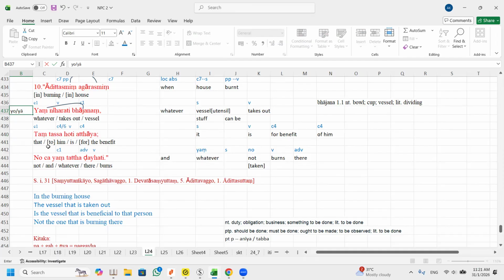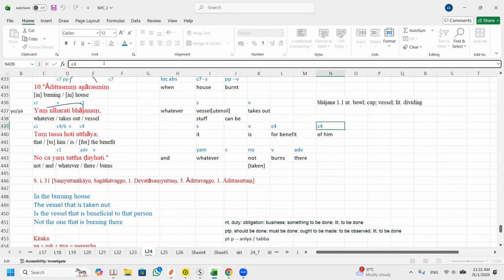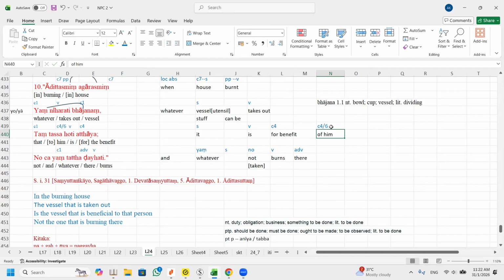of him. The taser is to him or of him. This is taser, to him or of him. So to him or for him, it is up to you. In this case, this is the one that you decide what would benefit to him. To him, I better put to him. The benefit to him is better.